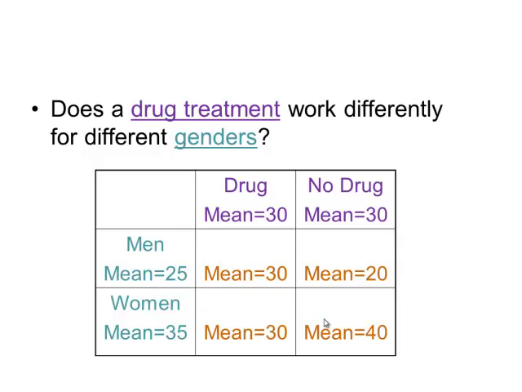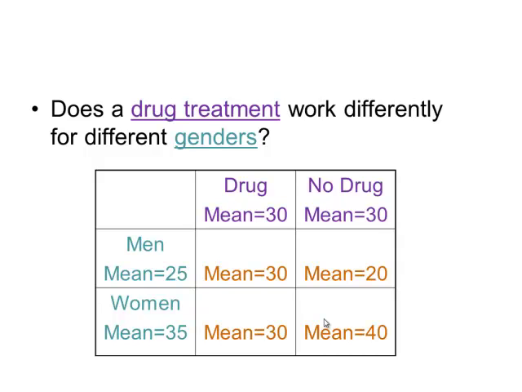So I've added additional means in orange in the boxes. For example, the upper left orange box would be men who received the drug. The upper right orange box would be men who did not receive the drug. The lower left orange box would be women who received the drug, and the lower right box would be women who did not receive the drug. So there are now four combinations of these two independent variables, and each would have a mean, and we can see that what happens for men might actually be different than what happens for women.